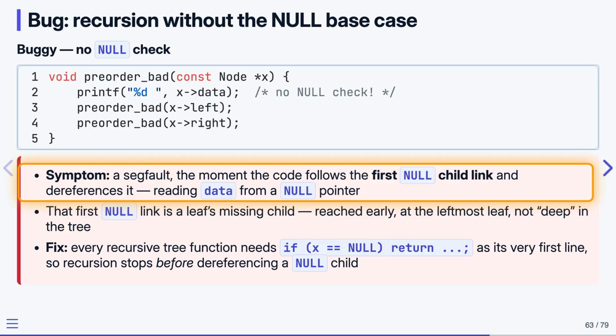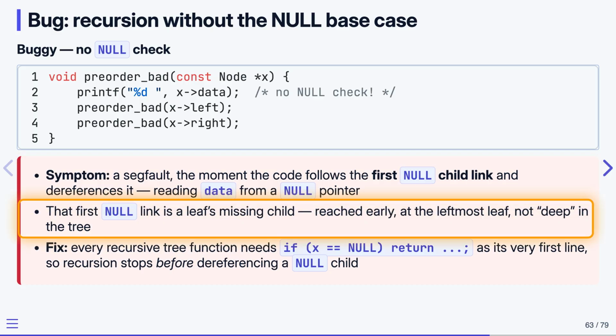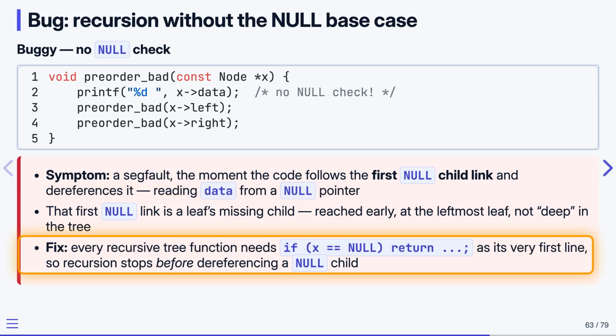Here is the symptom. A segfault, the moment the code follows the first null child link and reads data through it. And here is the part people get wrong. That first null link is a leaf's missing child, so it is reached early at the leftmost leaf. It is not deep in the tree. The fix is that every recursive tree function needs the null check as its very first line, so the recursion stops before it dereferences a null child.